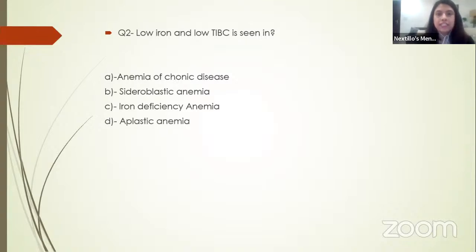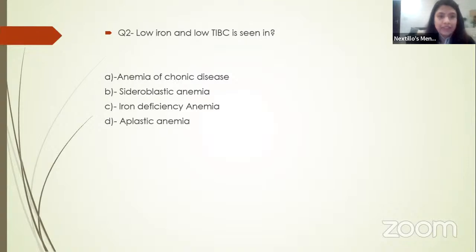That means more sites are available to bind iron. So TIBC is high in iron deficiency anemia. And the fourth is aplastic anemia, in which there is absolutely normal iron and TIBC seen. So I can see the answers, and well, none of you have given the correct answer till now.